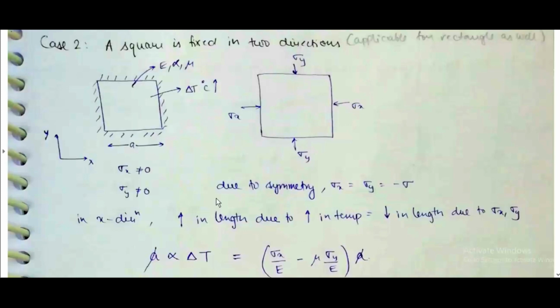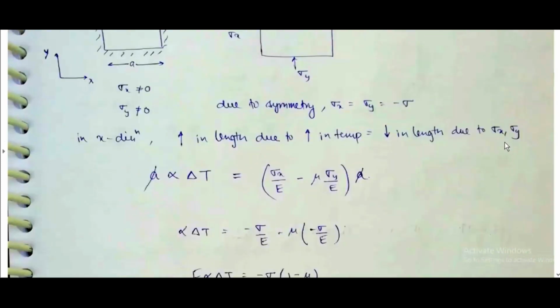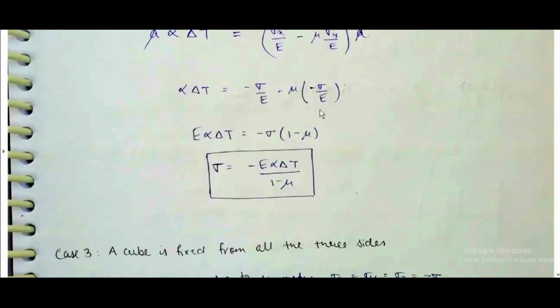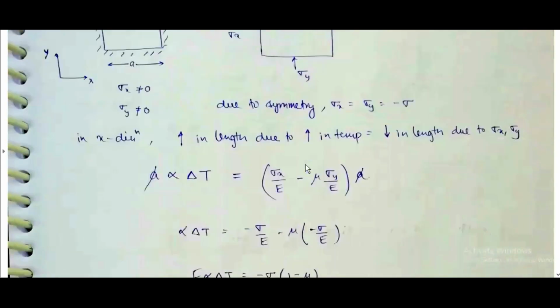Sigma x, sigma y. Due to symmetry sigma x is equal to sigma y is equal to minus sigma, sigma x not equal to 0, sigma y not equal to 0. In the next direction, increase in length due to increase in temperature and decrease in length due to sigma x, sigma y. A alpha delta T is equal to minus sigma x by E into A minus mu sigma y by E into A. Alpha delta T is equal to minus sigma by E minus mu into minus sigma by E. E alpha delta T is equal to minus sigma of 1 minus mu. Sigma is equal to minus E alpha delta T by 1 minus mu.